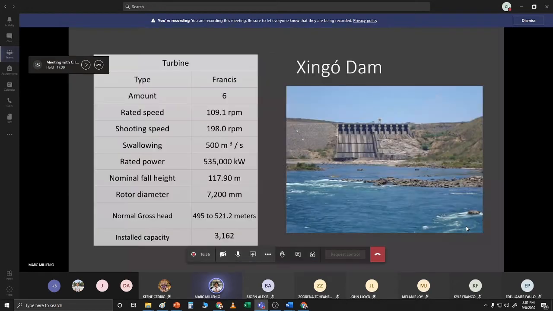For the turbine, there are 6 Francis type turbines with a rated speed of 109.1 RPM. The shooting speed is 198.0 RPM, swallowing about 500 cubic meter per second. Rated power is 535,000 kilowatt. Nominal pole height is 117.98 meter. The rotor diameter is 7,200 meter. Normal gross head is 495 to 521 meter. Installed capacity of 3,162.